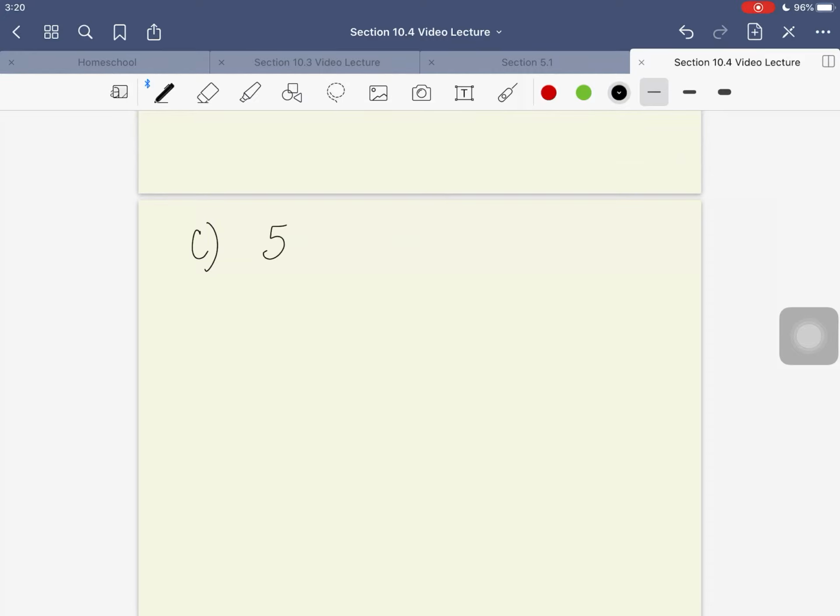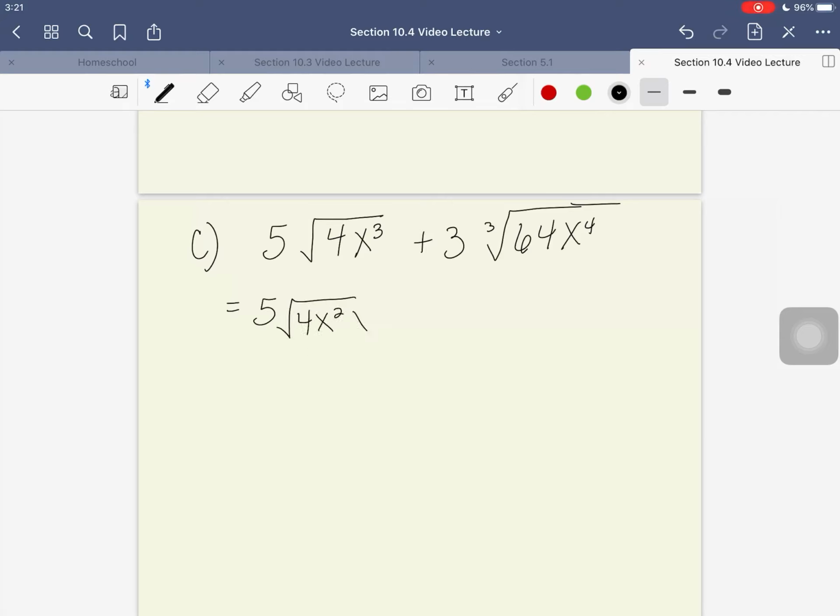All right, 5 times the square root of 4x cubed plus 3 cube root of 64x to the 4th. All right, so we have a different index here, but let's first break it down and then see what we can do from there. So that'll be 5 square root of 4x squared x. I'm just rewriting it in terms of a perfect square.